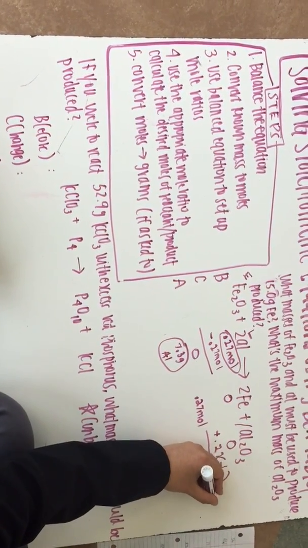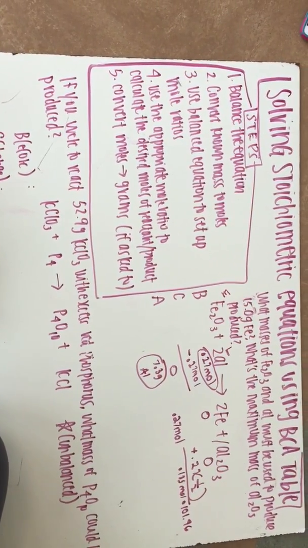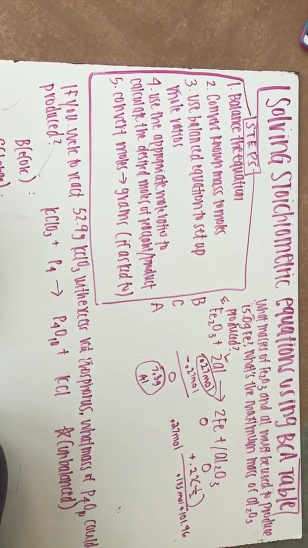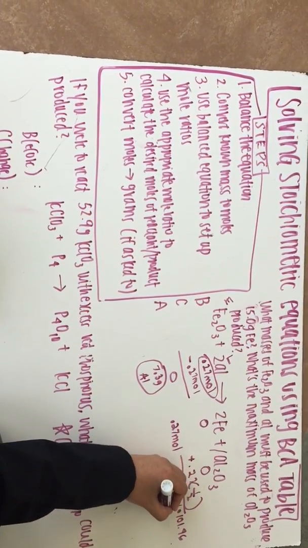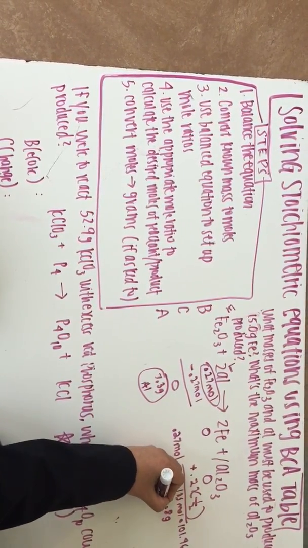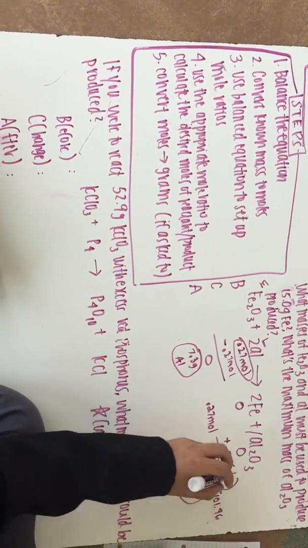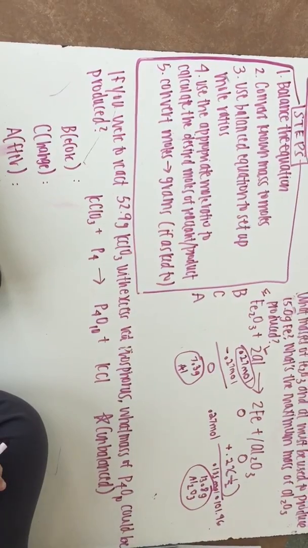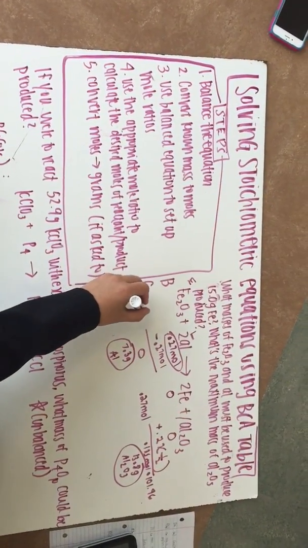So multiply that by 101.96. So 1.135 times 101.96 equals about 115.7 grams of Al2O3.